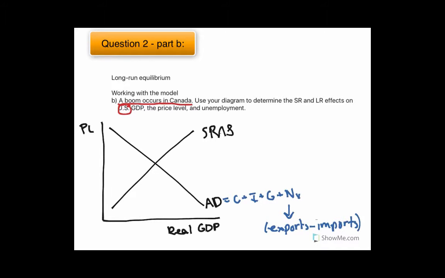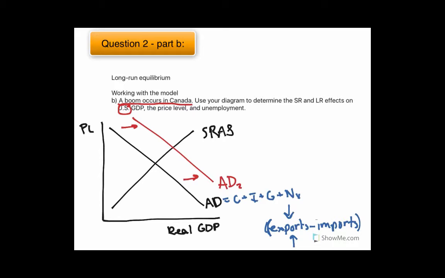And so if a boom occurs in Canada, then people in Canada are spending more money. They might have more income, and because of that, since the U.S. is a major trading partner with Canada, the U.S. will export more to Canada because they're spending more. They're going to demand more goods from the U.S. So the U.S. has higher exports as a result of that. So aggregate demand increases, and that's a shift to the right. So that's what happens in the short run.